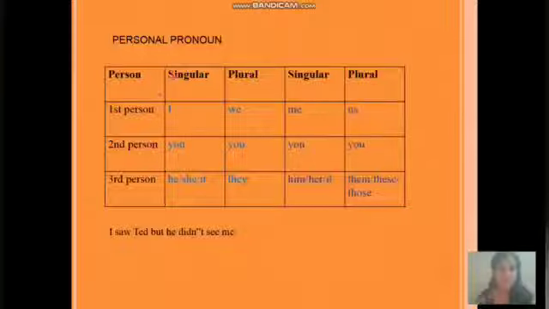I told you already that personal pronouns can be divided as first person, second person, and third person. The first person singular pronoun is I, and we becomes the first person plural pronoun. You is the second person singular pronoun, and it is the same you when it comes to the plural form. The third person singular pronoun is he, she, or it, and the plural form is they.